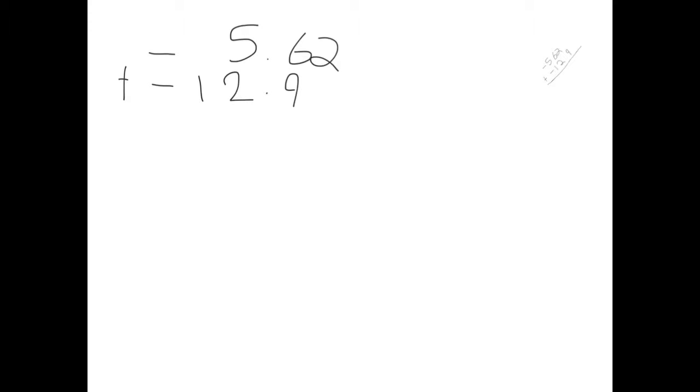We're going to add negative 5.62, add negative 12.9. First, we're going to replace these with zeros. Now we're ready to add. So we're going to do 2 minus 2 add 0, which is 2. Add 9, add 6, which is 10, 11, 12, 13, 14, 15.